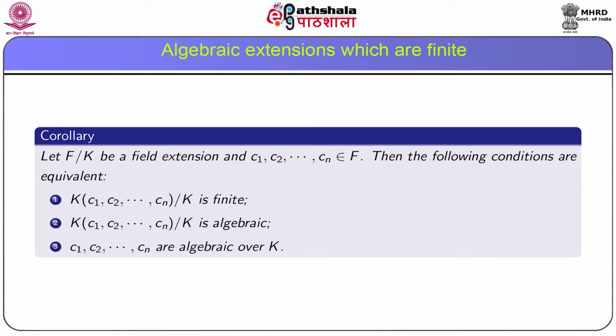Here we prove that 1 implies 2, 2 implies 3, and 3 implies 1. 1 implies 2 follows from the result that every finite extension is algebraic, and 2 implies 3 follows from the definition of algebraic extensions, which states that every element of K(C1, C2, Cn) is algebraic over K, and since C1, C2, Cn are elements of K(C1, C2, Cn), it follows that C1, C2, Cn are algebraic over K. And using a similar proof to the previous result, we can show that if C1, C2, Cn are algebraic over K, then the extension K(C1, C2, Cn) over K is finite.